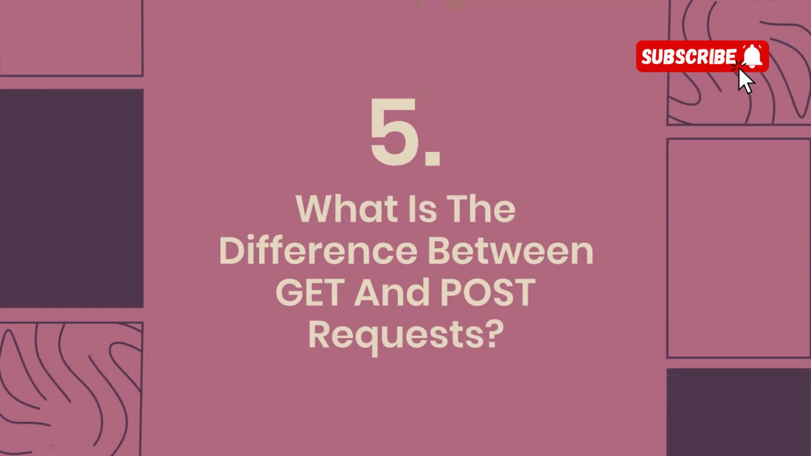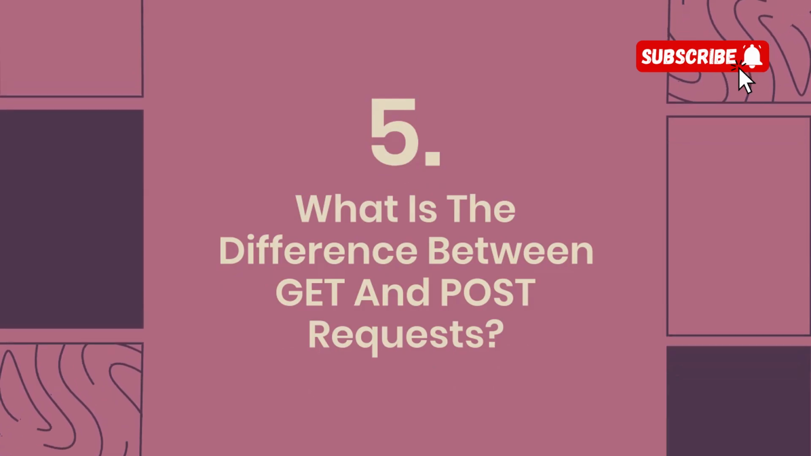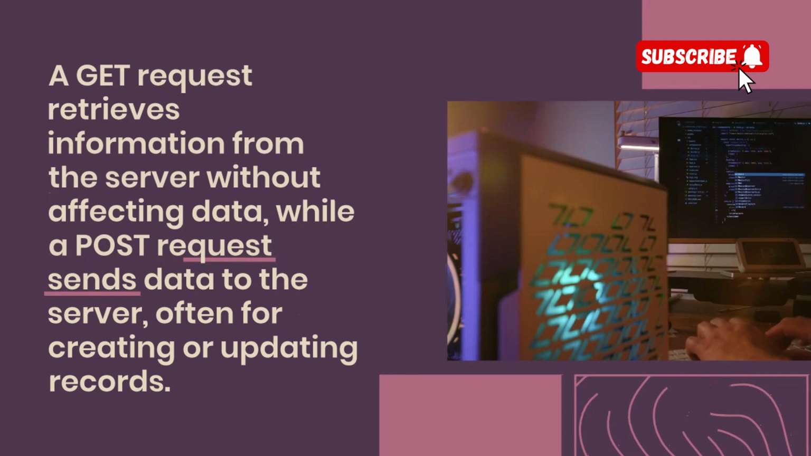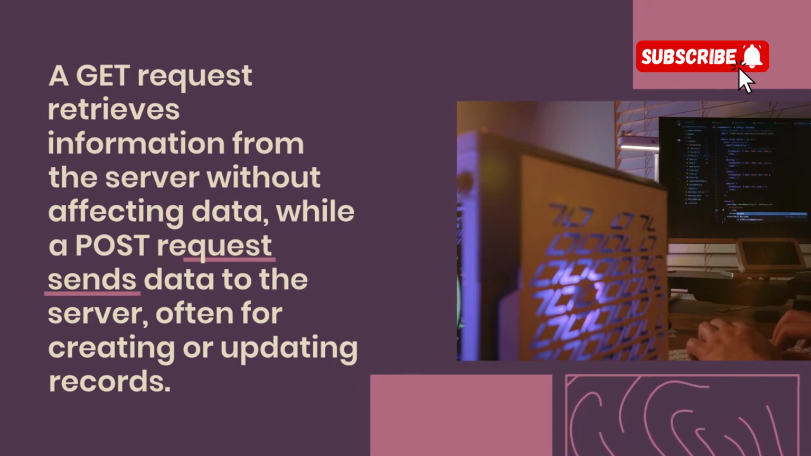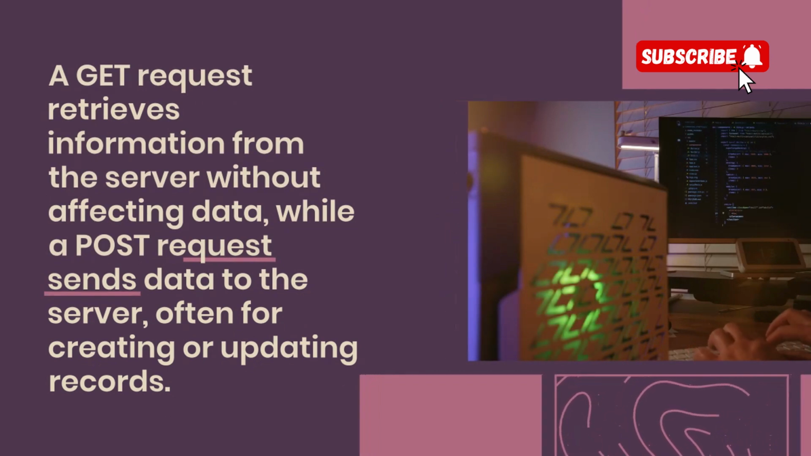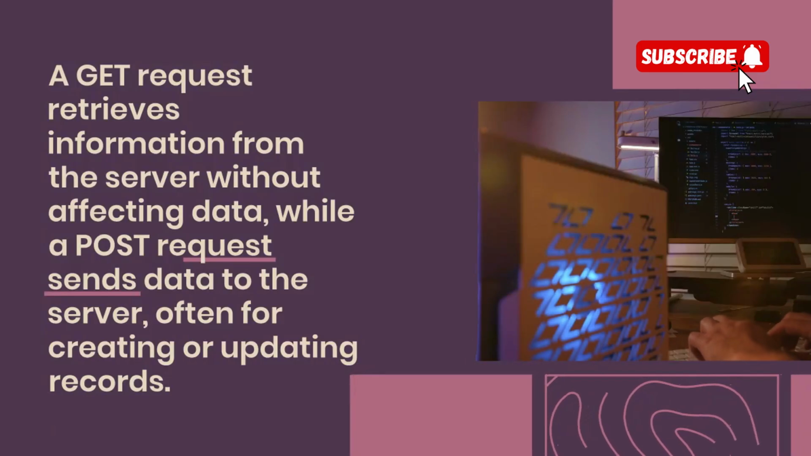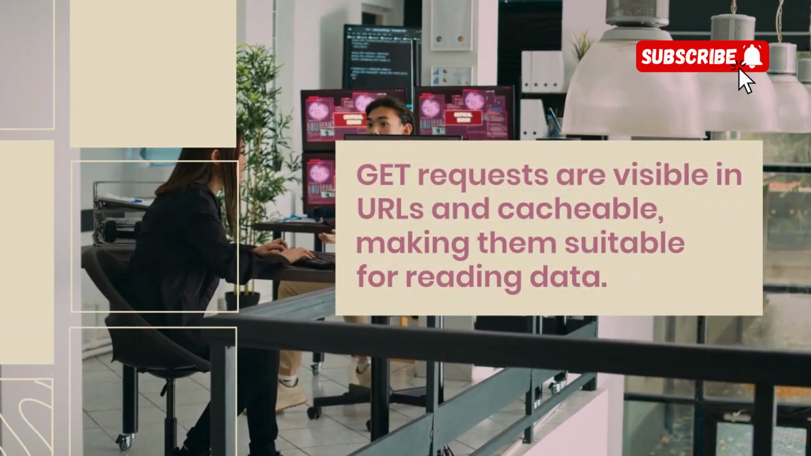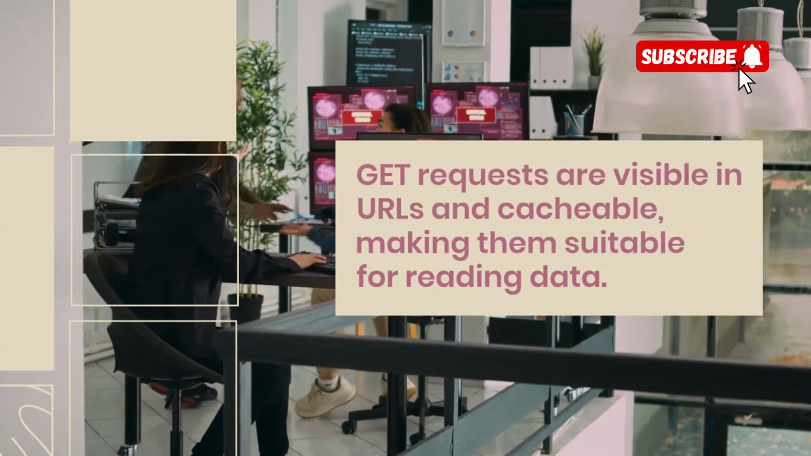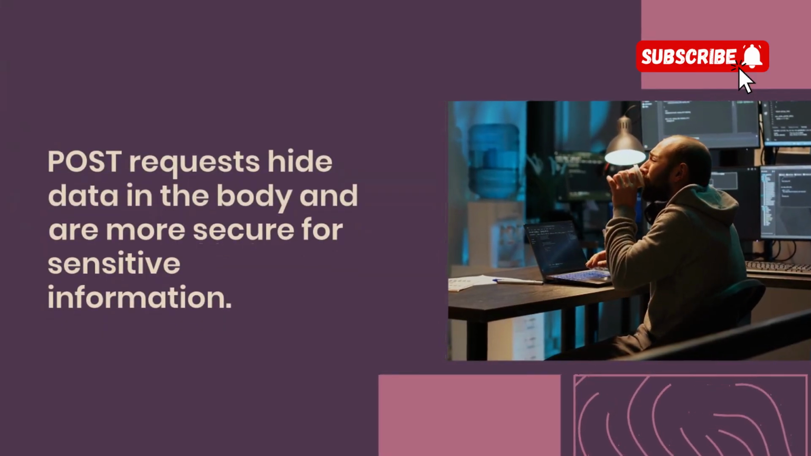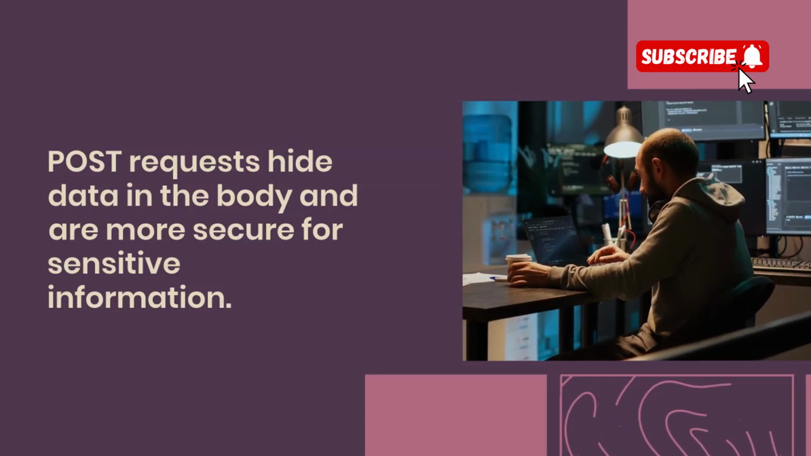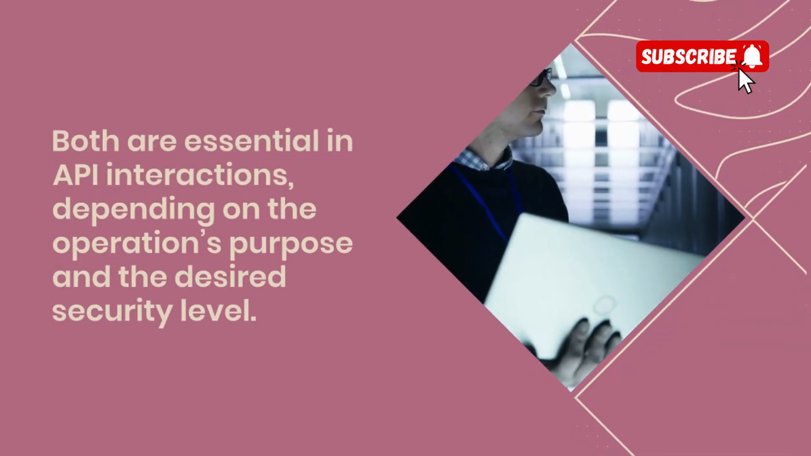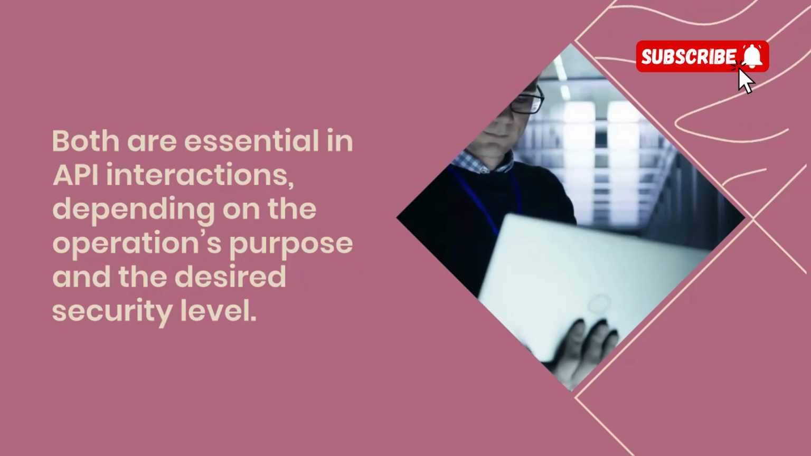5. What is the difference between GET and POST requests? A GET request retrieves information from the server without affecting data, while a POST request sends data to the server, often for creating or updating records. GET requests are visible in URLs and cacheable, making them suitable for reading data. POST requests hide data in the body and are more secure for sensitive information. Both are essential in API interactions, depending on the operation's purpose and the desired security level.